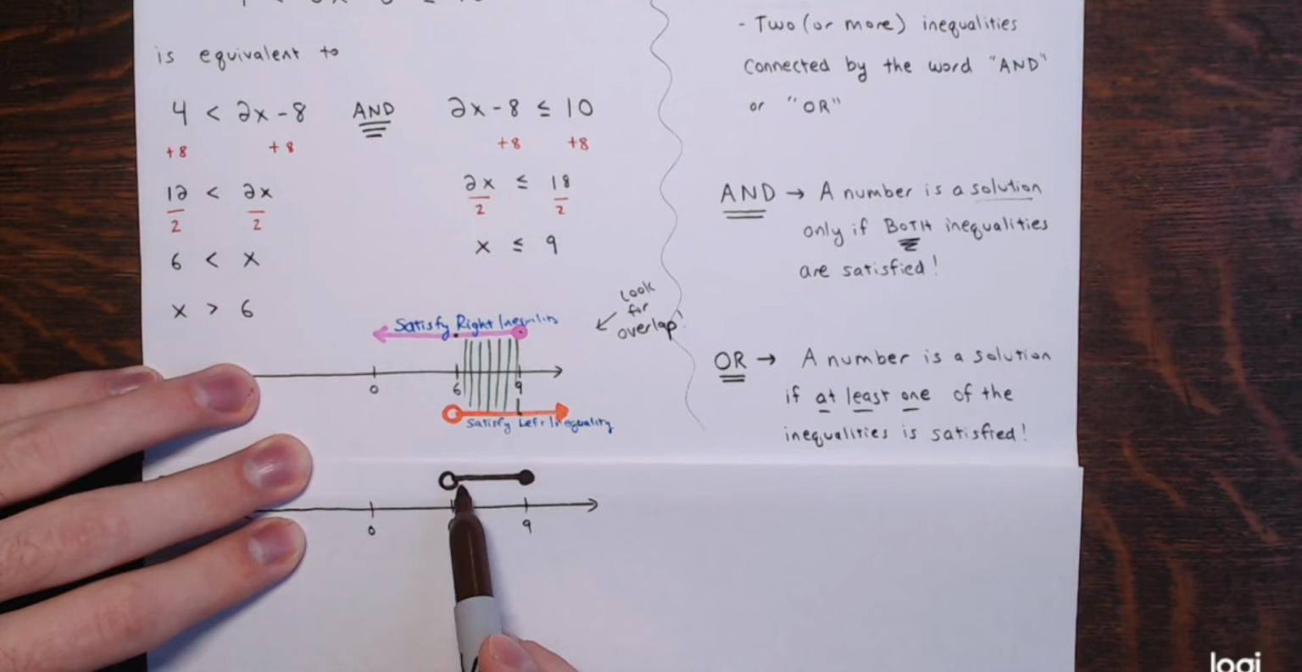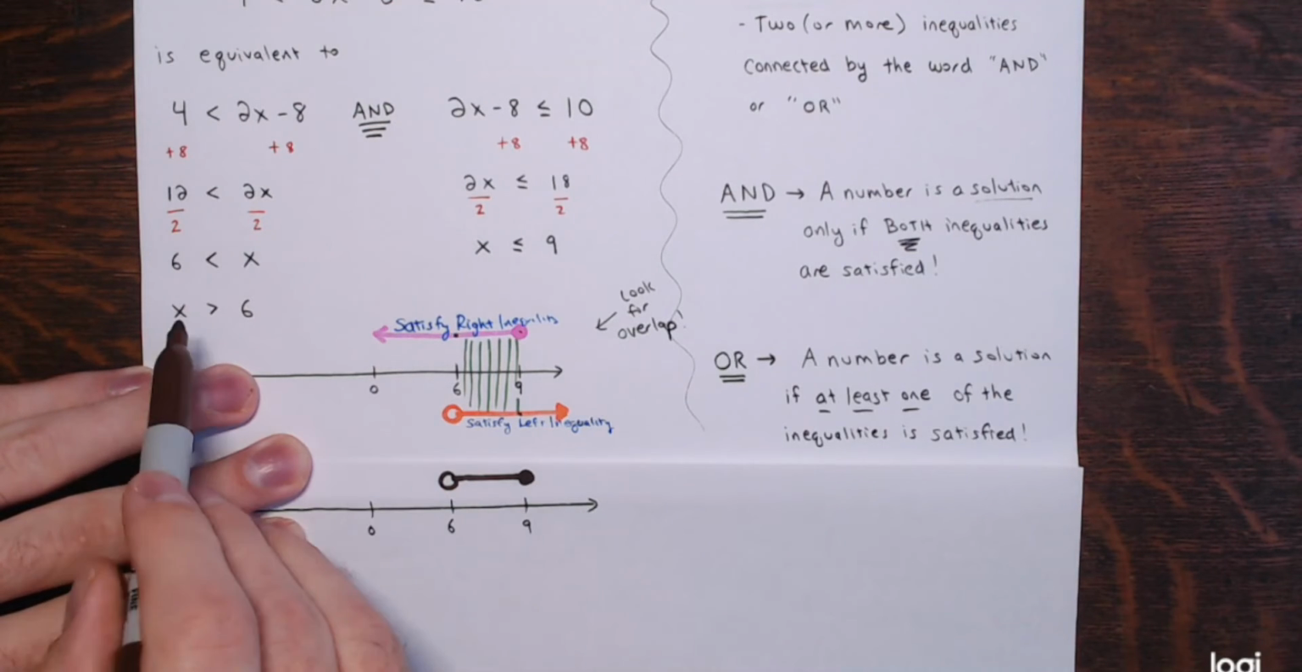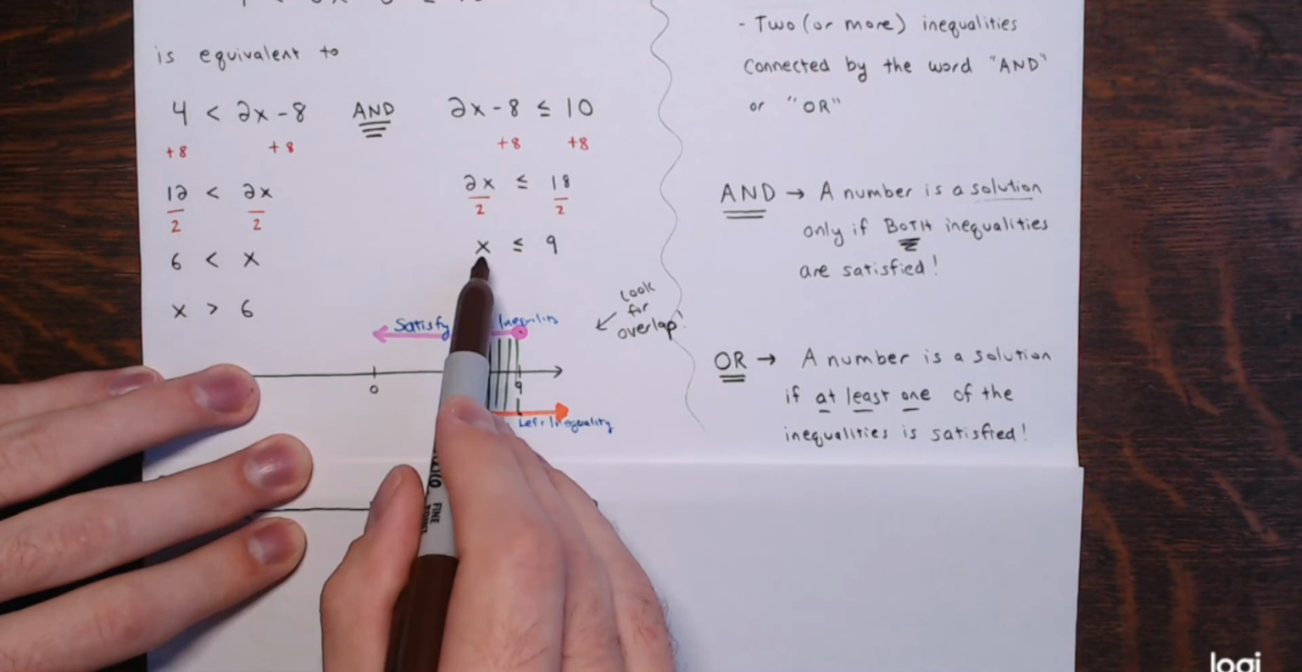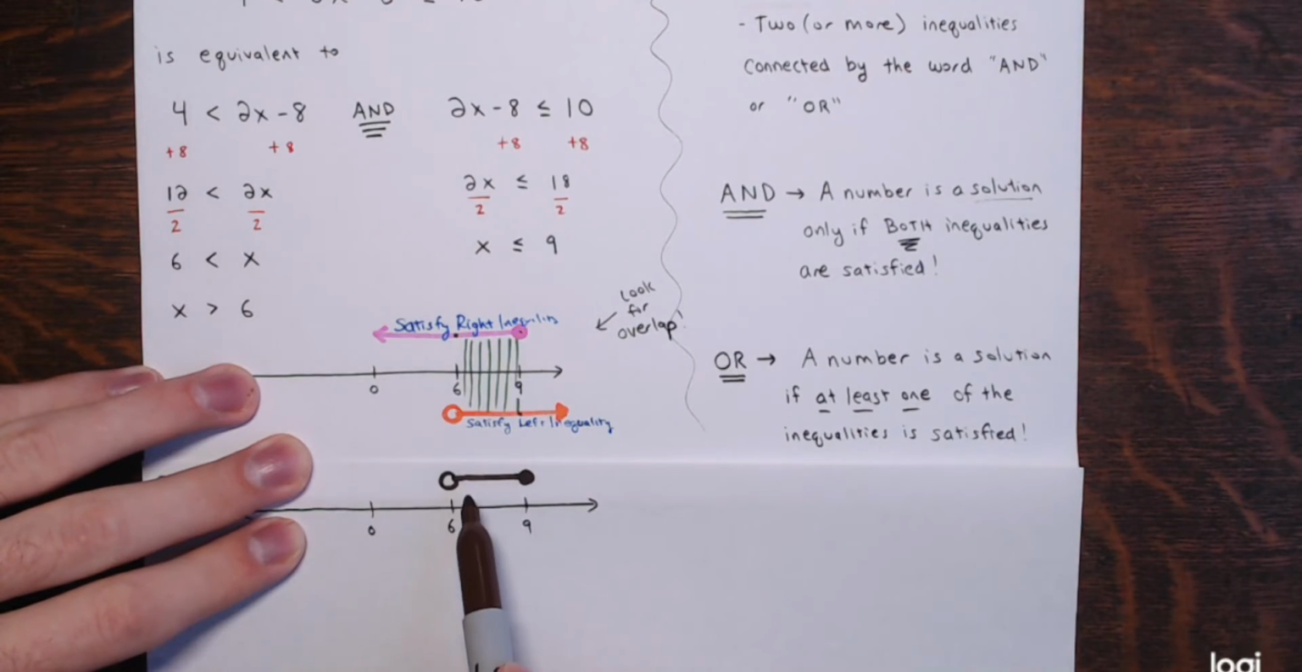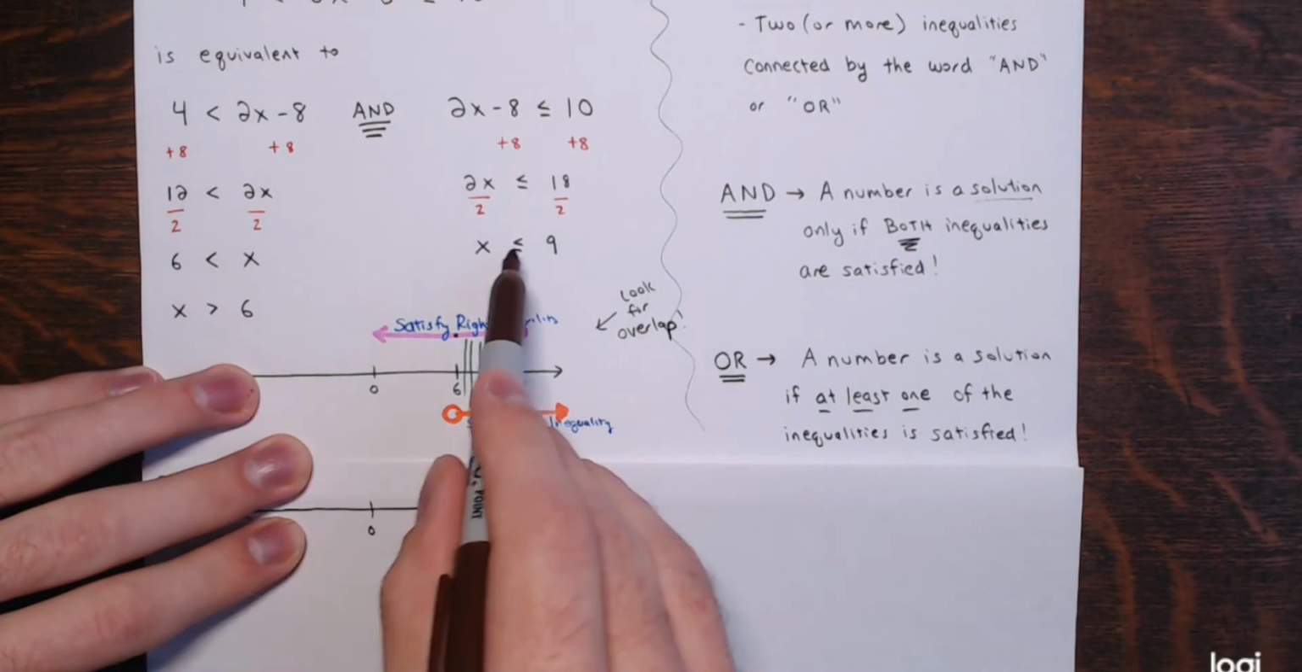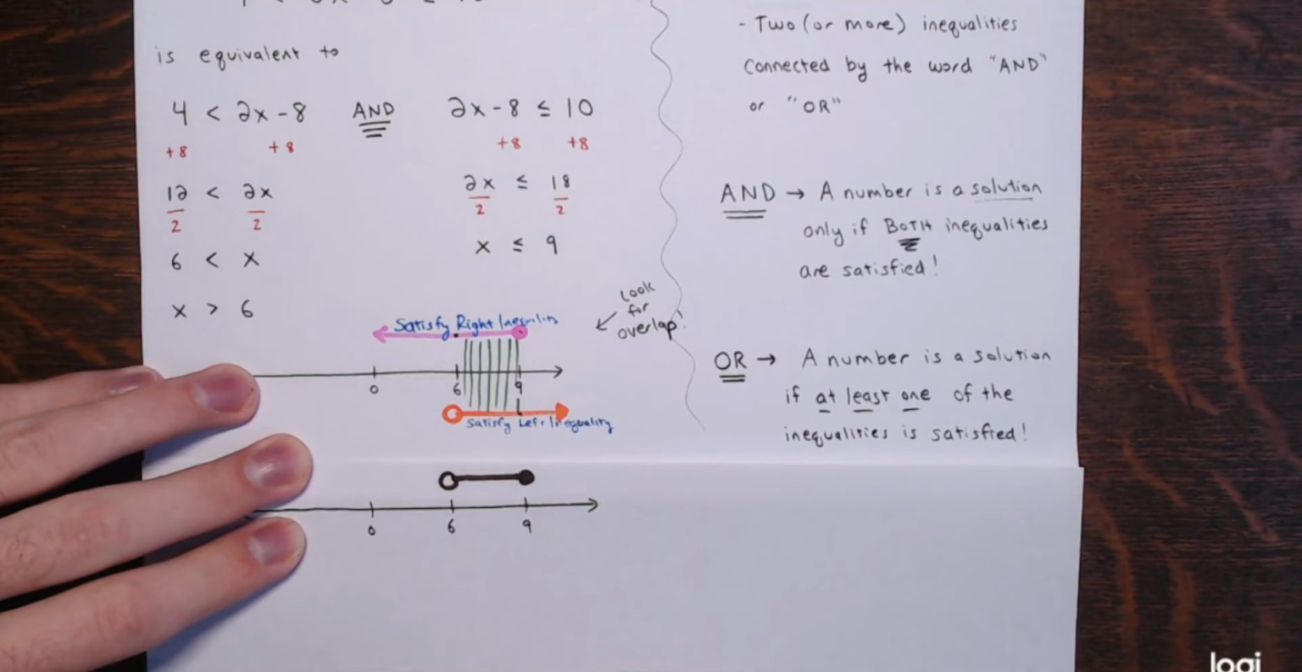Take any number between 6 and 9, like 7. 7 is greater than 6, yes. 7 is less than or equal to 9, yes. Check more if you wish, but every single one of these numbers between 6 and 9 satisfies both inequalities.